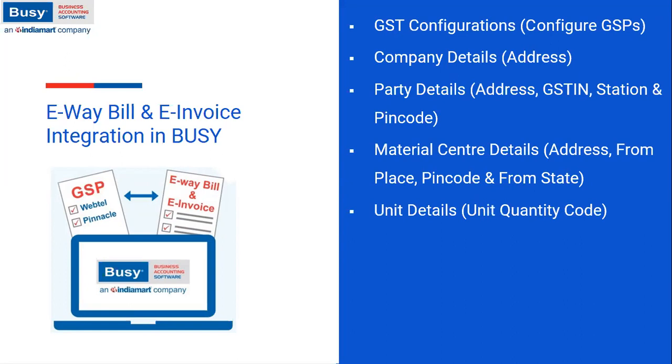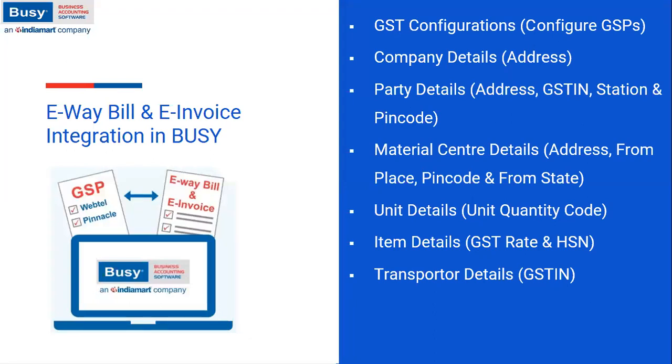Unit details, you have to go to Unit Master and select the UQC code. So this code will show you in the drop down list. You can select, go to Item Master after that, and specify correct GST rate and HSN code.